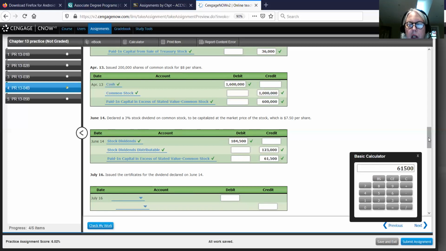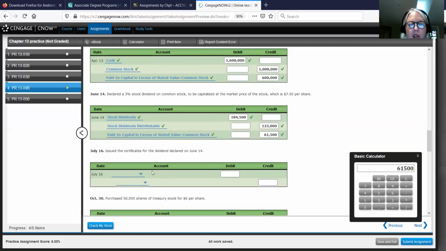In the next journal entry, we're going to actually give out the stock shares that we said we were going to on June 14th. We're issuing the certificates of the dividends that were declared on June 14th. To do that, we have to reduce the stock dividend distributable account to take it off of our books for the amount of $123,000.